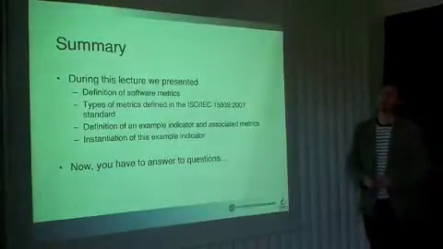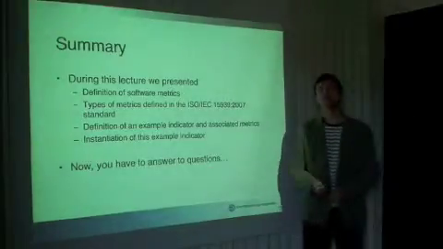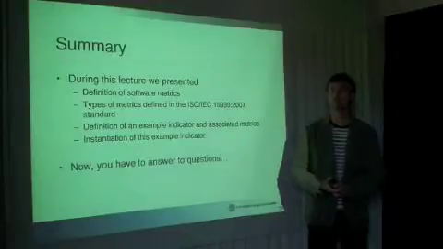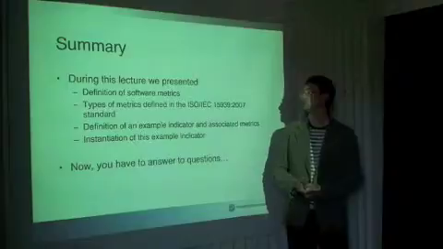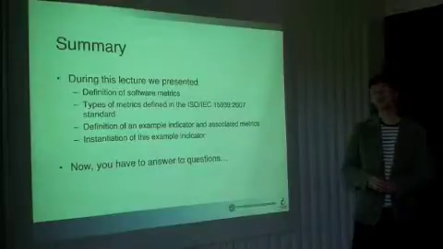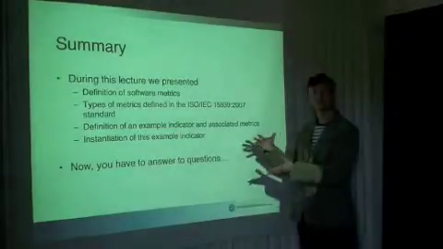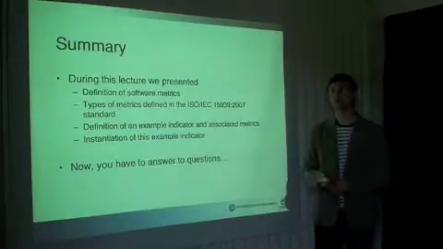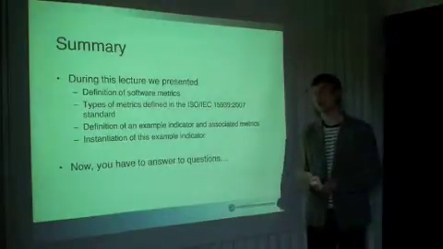To sum it up, during this lecture we looked a bit into how software metrics are defined in software engineering, and we looked into the types of metrics defined by the ISO standard, which is the international standard widely used in software engineering. We gave the definitions of an example indicator and associated measurements, and we looked at how that indicator could be instantiated in a fictitious organization at a fictitious moment of time.